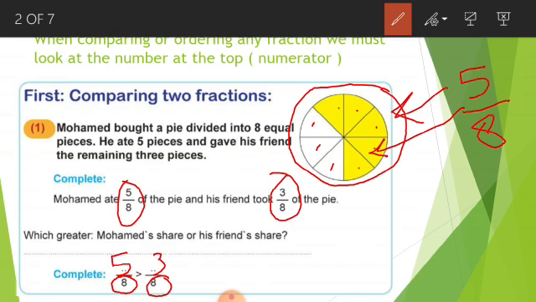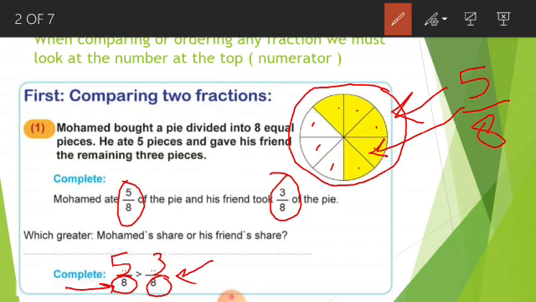And this year in Grade 3 we will learn how to compare two fractions which have the same denominator, because in Grade 4 you will learn how to compare two fractions which have different denominators. Like in today's lesson this year, you will compare fractions which have the same denominator. The number at the bottom is the same. You must make sure you have the same number at the bottom.